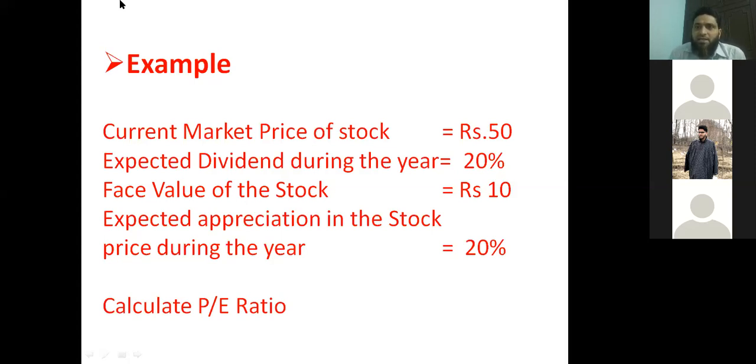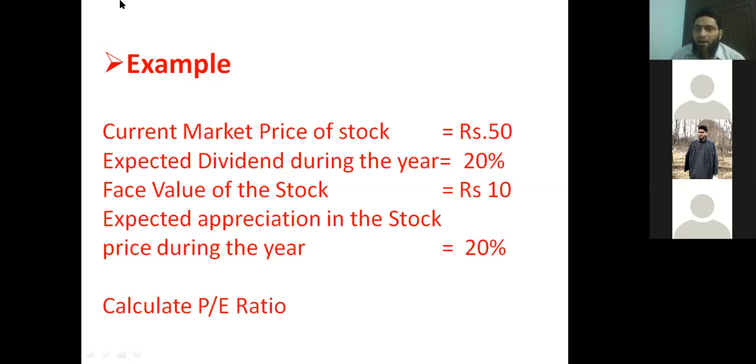Dividend is always declared on face value. Market price may be anything. You will not be getting it on the market price. That means 20% of 10, so 2 rupees you will be getting as dividend. Okay. So 50 rupees you have invested. On 50 rupees, 2 rupees you will be getting as dividend.